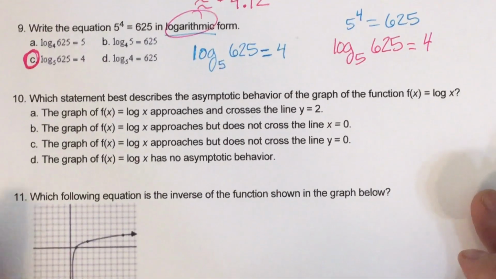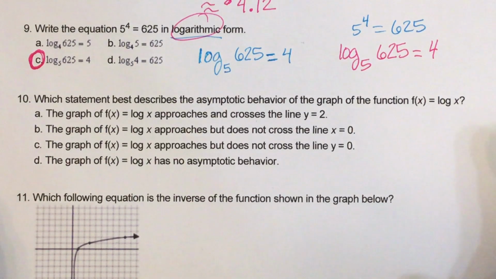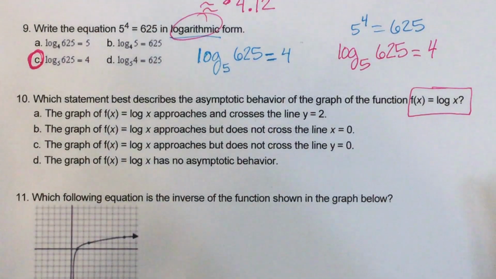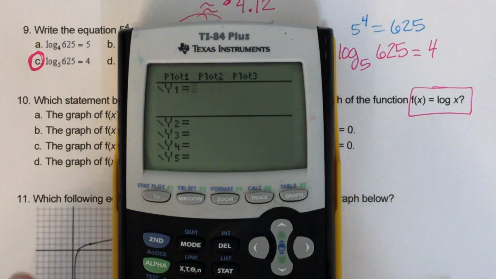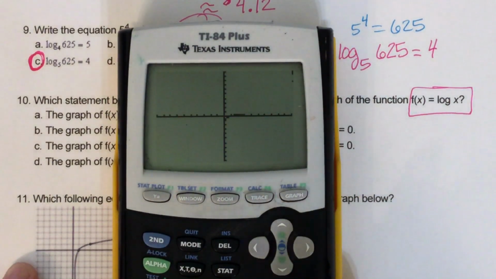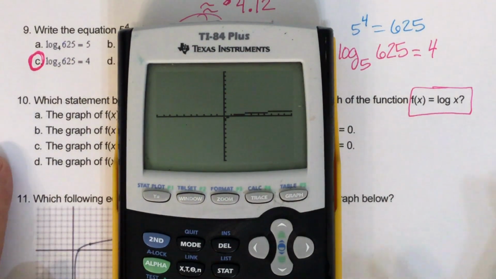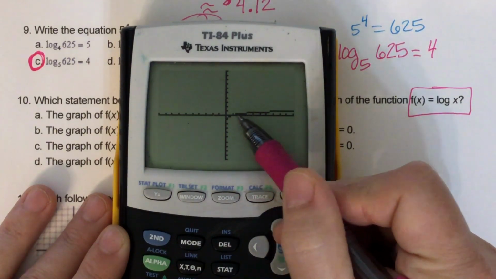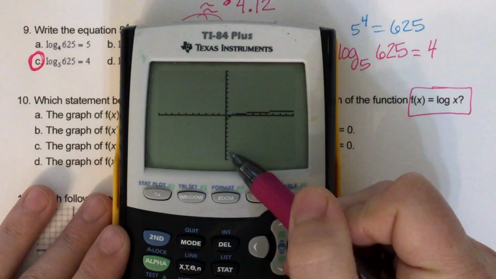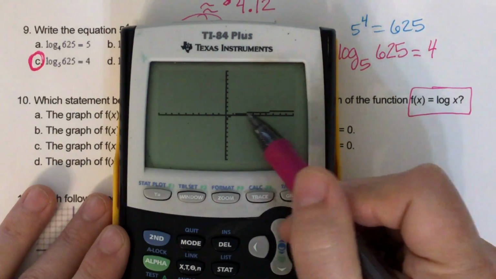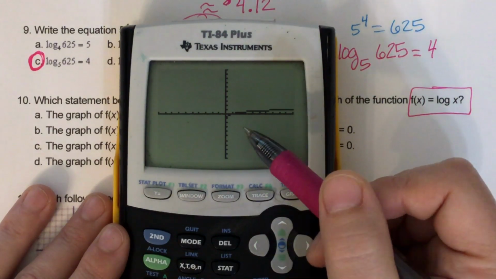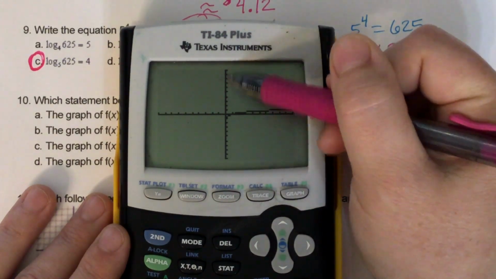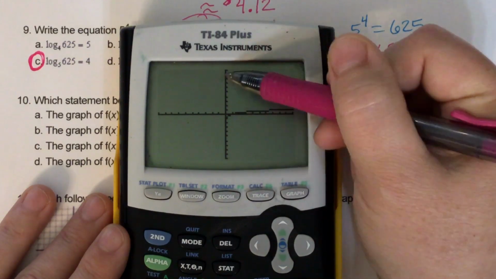Okay, number 10. Which statement best describes the asymptotic behavior of the graph of log of x? Okay, so let's just look at it. So I'm going to type in log of x and hit graph. Now, you can't see this very well, but what this graph does is it gets really close to touching the y-axis down here, but it's never going to touch it. And that's because your x value can't ever be 0 or negative.